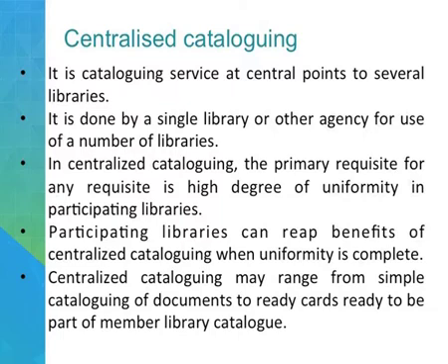It is done by a single library or other agency for use of a number of libraries. In centralized cataloging, the primary requisite for any library is a high degree of uniformity. So, if the library does not believe in uniformity, then it becomes a challenge for a library that is participating in a centralized cataloging process. So, you need to understand that. Then the participating library can reap the benefit of centralized cataloging when uniformity is complete. So, that also should be clear to all of you, that if your library does not believe in uniformity, and you are participating in the centralized cataloging process, then a lot of other issues may arise.